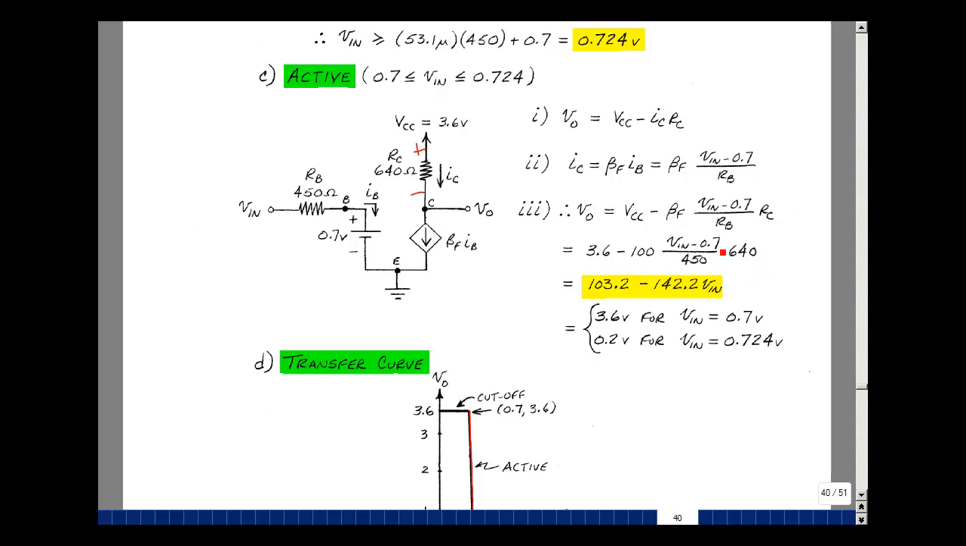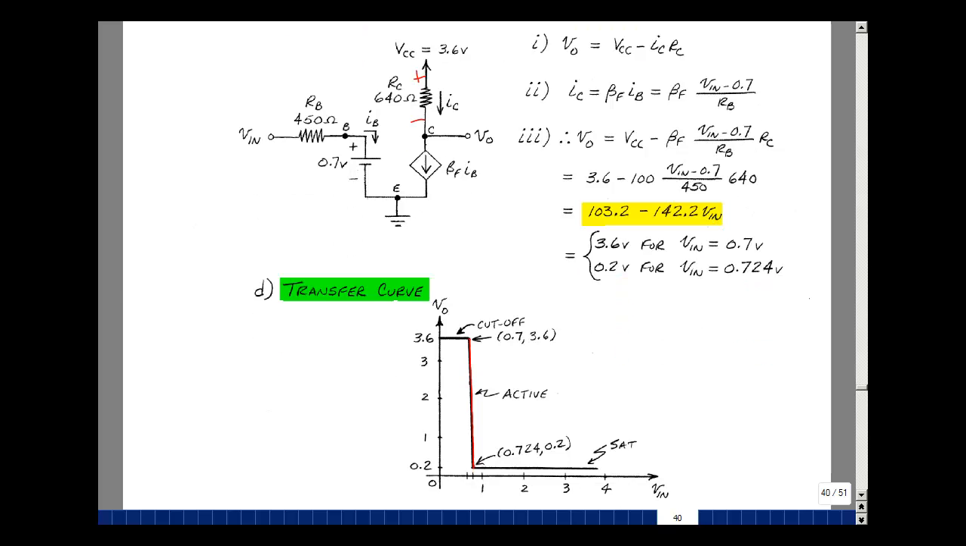If we take all the things that don't multiply Vn, that would be 3.6 minus 100 times minus 0.7 divided by 450 times 640, and you get 103.2. And the things that multiply Vn are minus 100 divided by 450 times 640, and that's 142.2. If you plug in Vn equal to 0.7 into this equation, you get 3.6. If you plug in 0.724, you get 0.2. In other words, this equation connects these two points. To go from cutoff to saturation, we're going to pass through the active region.